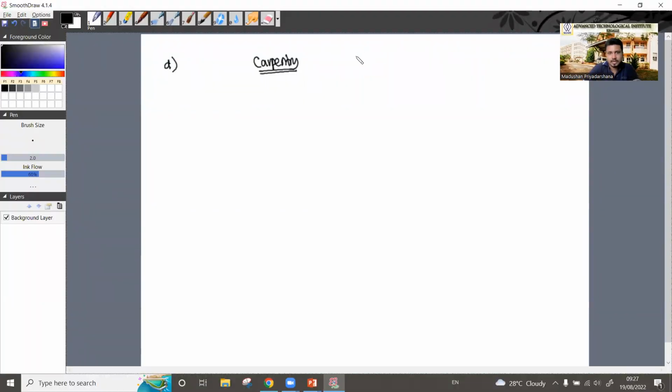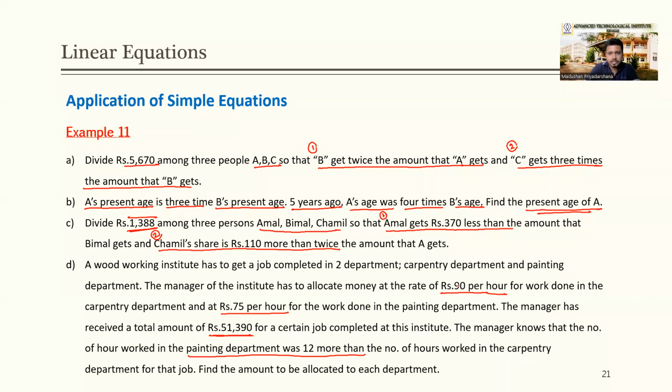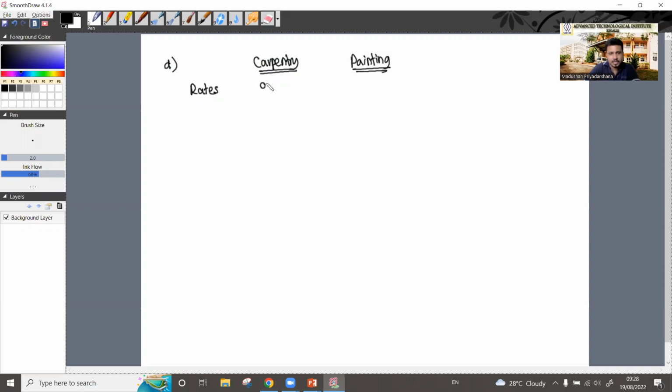Carpentry department is there and the painting department is there. So these are the two departments of this woodworking institute. And here they have given us the hourly rates, right? What about the rate in the carpentry department? 90 rupees per hour in the carpentry department. In the painting department, the rate is what? 75 rupees per hour.